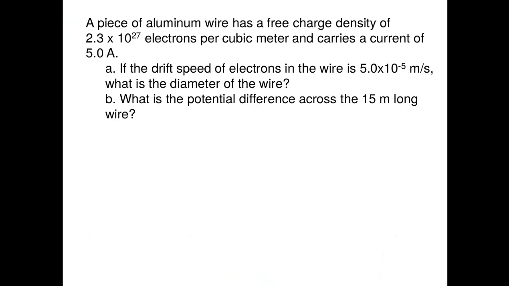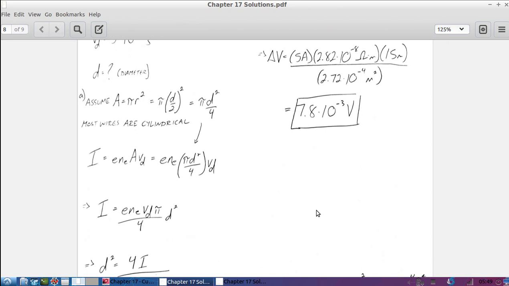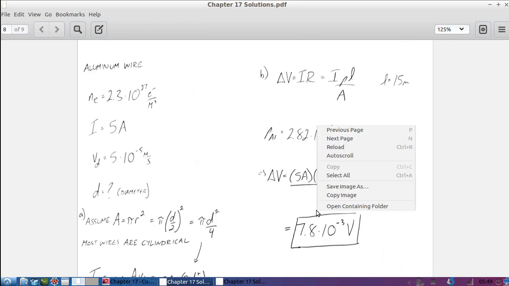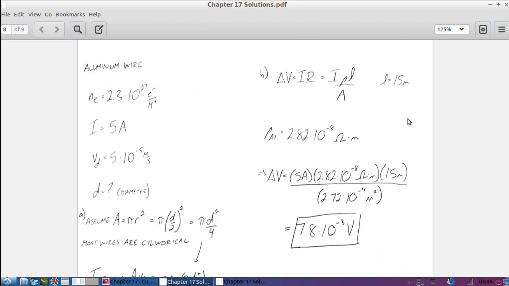So the second part says we've got a 15 meter long piece of wire. What's the potential difference? Well, why do I need to calculate the area of the wire? Because I'm going to use Ohm's law. So I'm going to use delta V as I times R. I know the current, but I need the resistance.